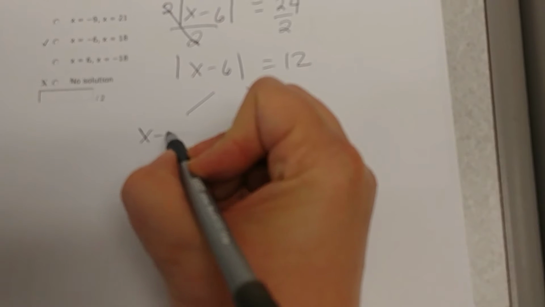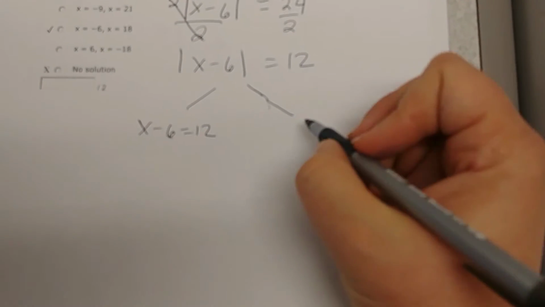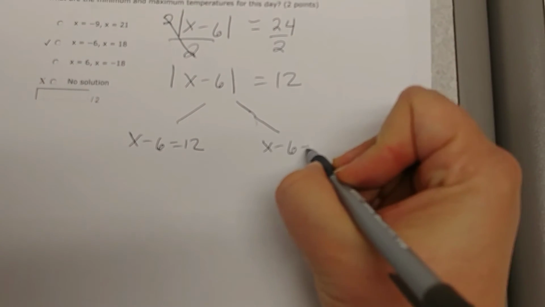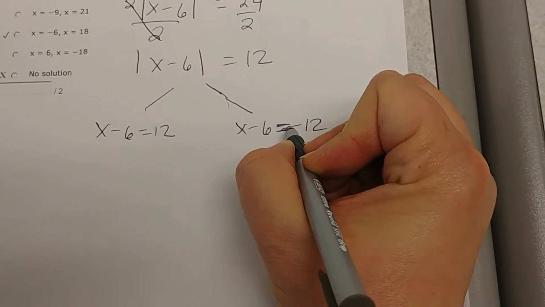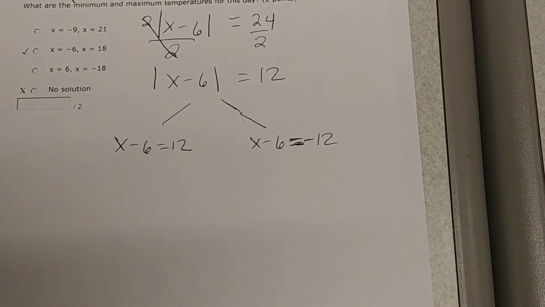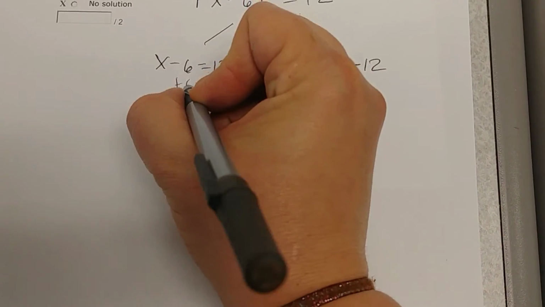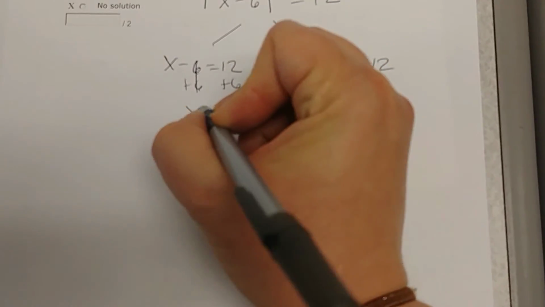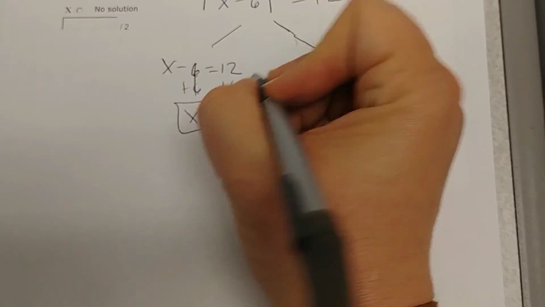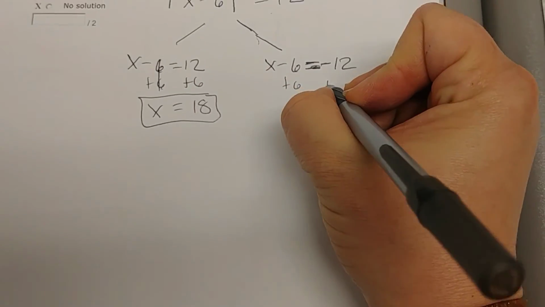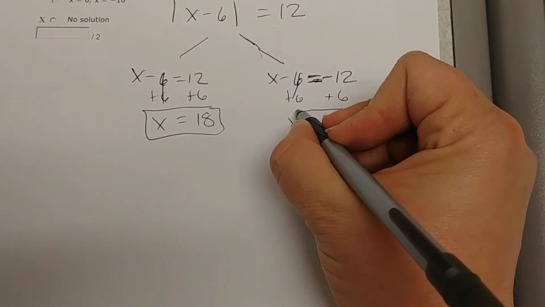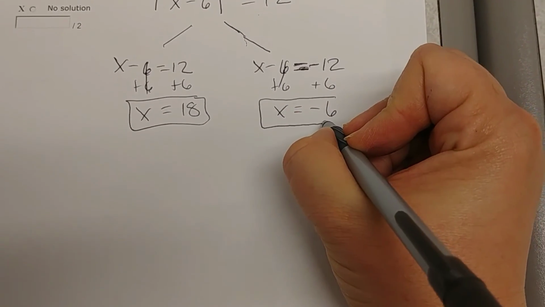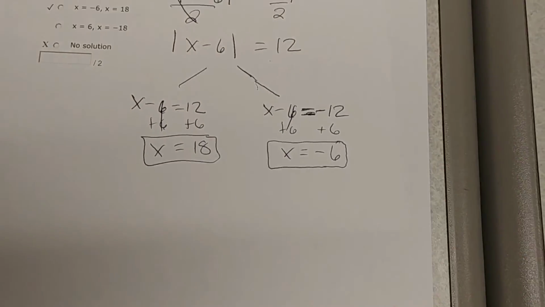So x minus 6 is going to equal positive 12. X minus 6 will equal a negative 12. Let me clean that up a little bit. Okay, and then I just finish that up. So add 6. So x equals 18. And then I add 6, and I have x equals negative 6. And that is how you finish that problem.